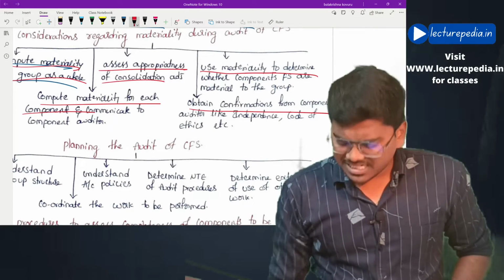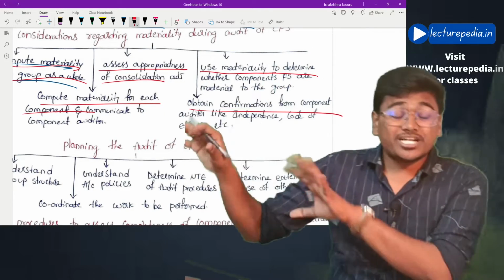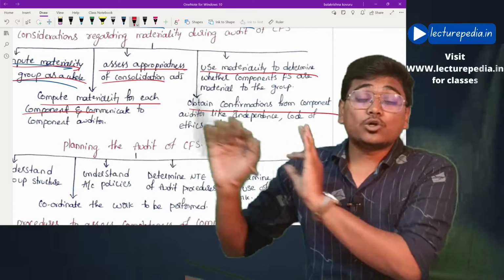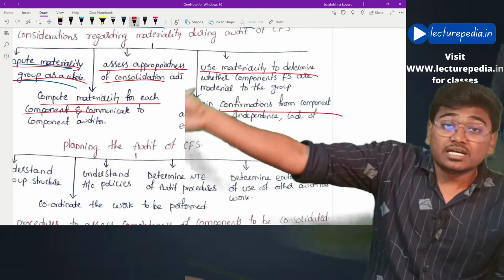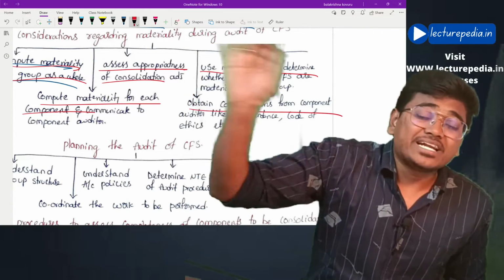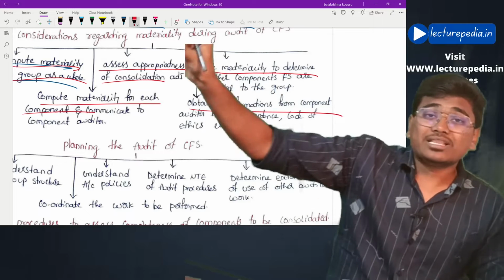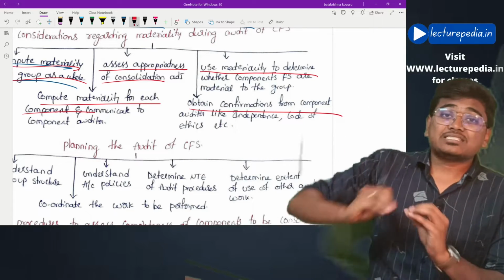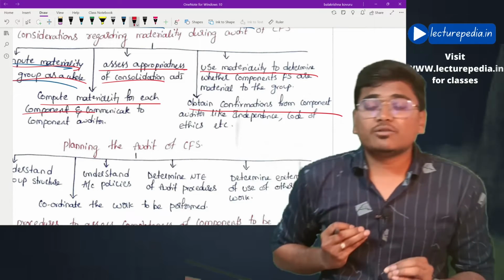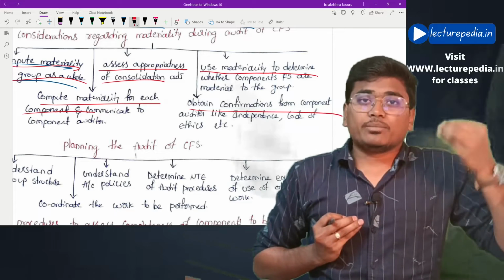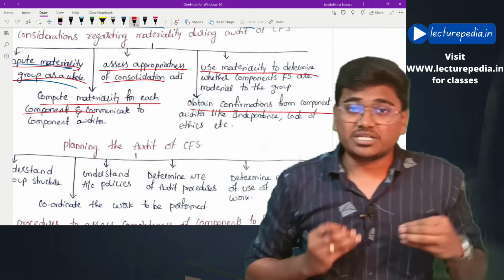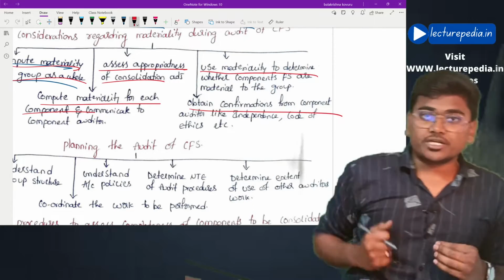Next, obtain confirmation from the component auditor regarding independence and code of ethics, whether the component auditor is acting independently or not, whether he is following all the ethical requirements or not. Like this, these confirmations can be obtained by the parent auditor, by the auditor of consolidated financial statements, from the auditor of the component. Hope this is clear.